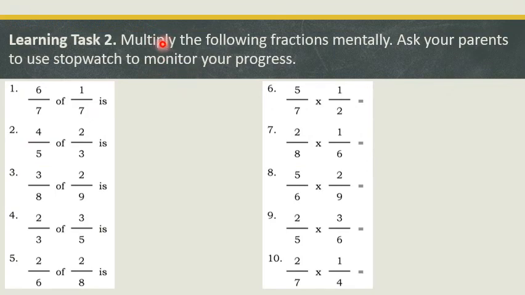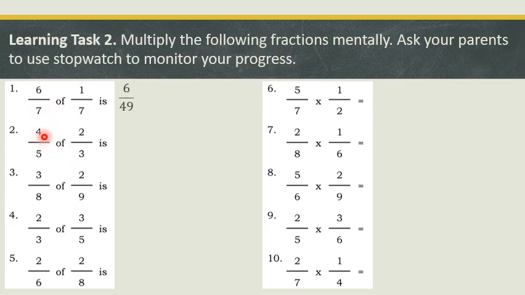So, learning task 2, multiply the following fractions mentally. You can also ask your parents to use a stopwatch to monitor your progress. So, ganoon na lang gagawin natin sa number 1. Tingin uli kayo kung merong common factors. Ang 6 at 7 walang common factor. Ang 7 and 1 wala din. So, diretsong multiply lang siya. So, 6 times 1 is 6. 7 times 7 is 49.